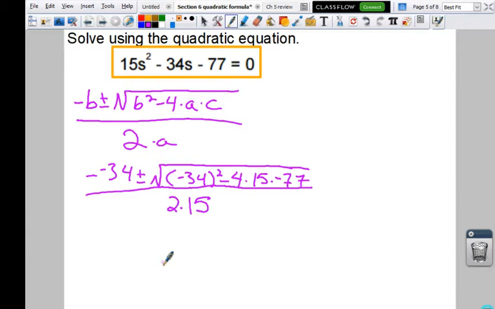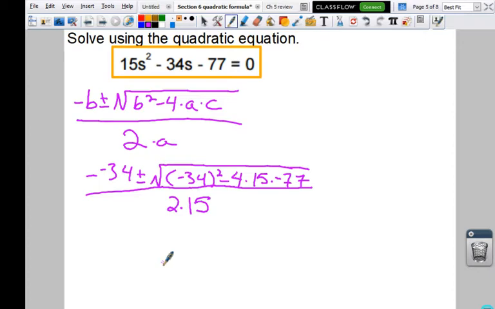This is a, b is negative 34, right? Yeah. And you know it's negative b. What's a negative 34? Positive. Okay, so let's go 34 right here. So we got this plus minus then. Okay, so let's write it down.